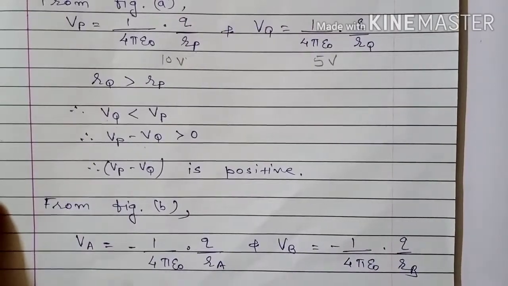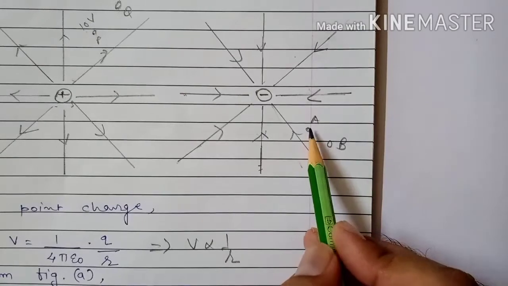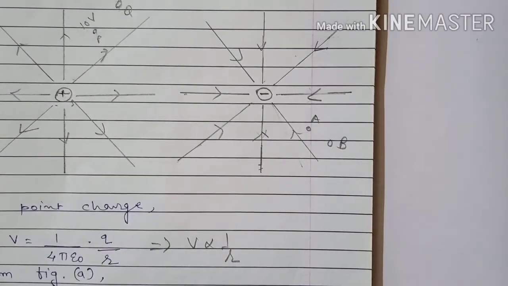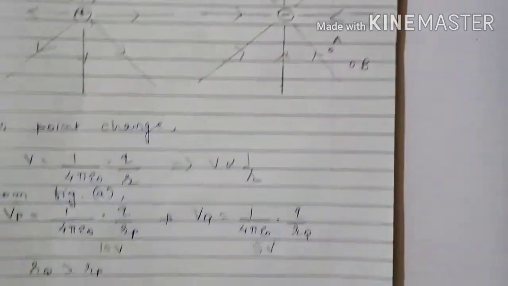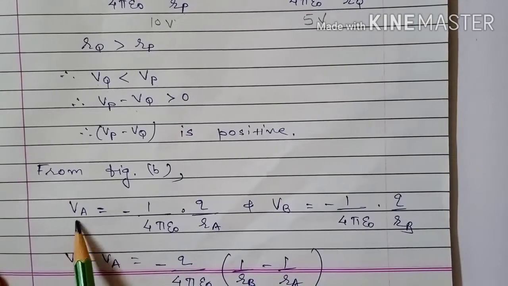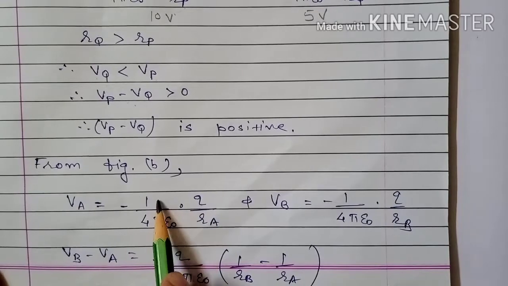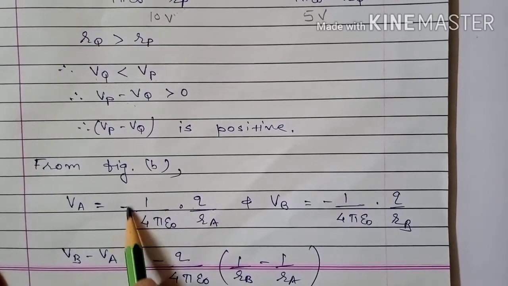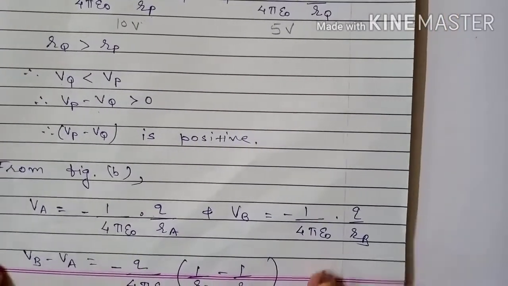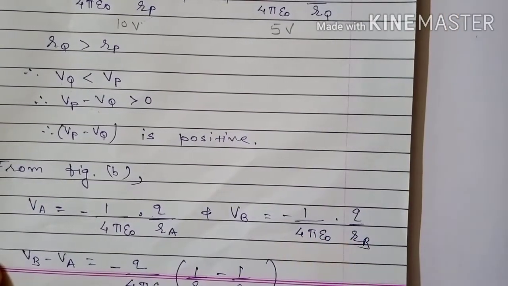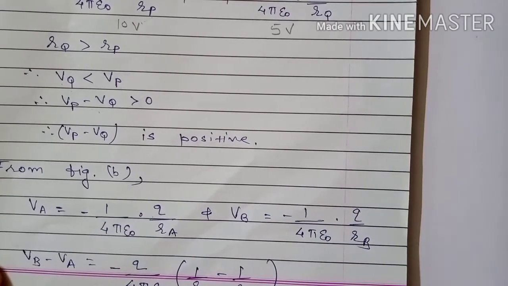Now from figure B, suppose point A is at distance Ra from this negative point charge and point B is at distance Rb. Therefore Va is equal to, now here due to negative source charge we have to write minus 1 upon 4 pi epsilon naught Q upon Ra. Same way, potential at point B is equal to minus 1 upon 4 pi epsilon naught into Q by Rb. Here source charge is negative, therefore potential will be negative.